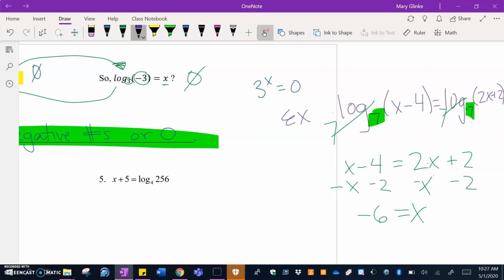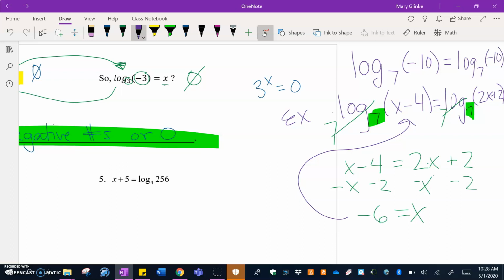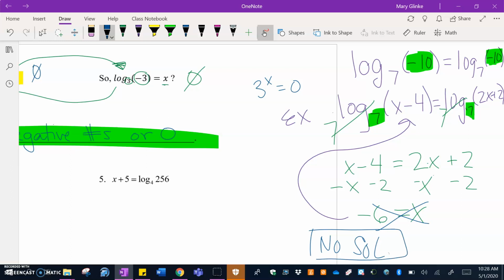But when we take negative 6 and we plug it into our original equation, we get log base 7 of negative 10 equals log base 7 of negative 10. So we get an answer that we think should work, but the big issue here is that there's a negative on the inside. When you have that negative on the inside or a 0 on the inside, you say, well, this answer should have worked. It does not work. Therefore, this one has no solution. That was an extraneous answer.